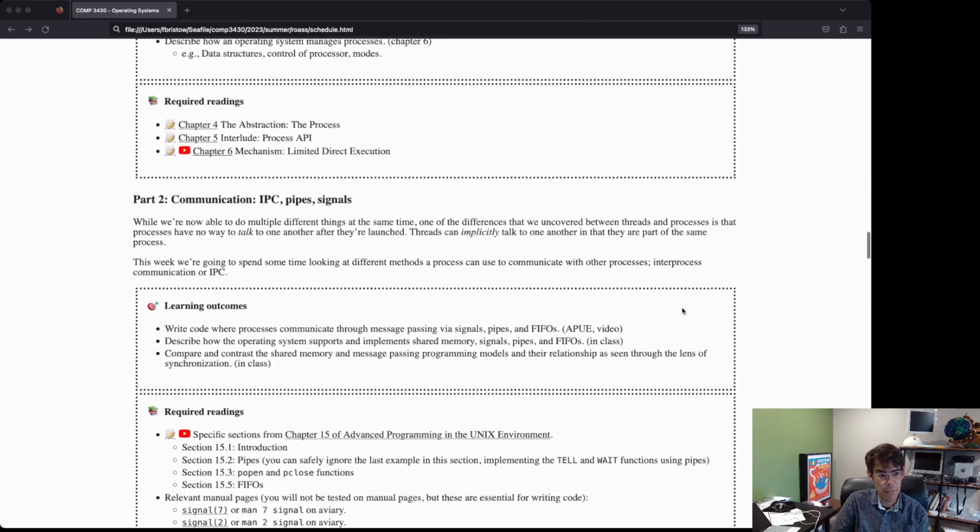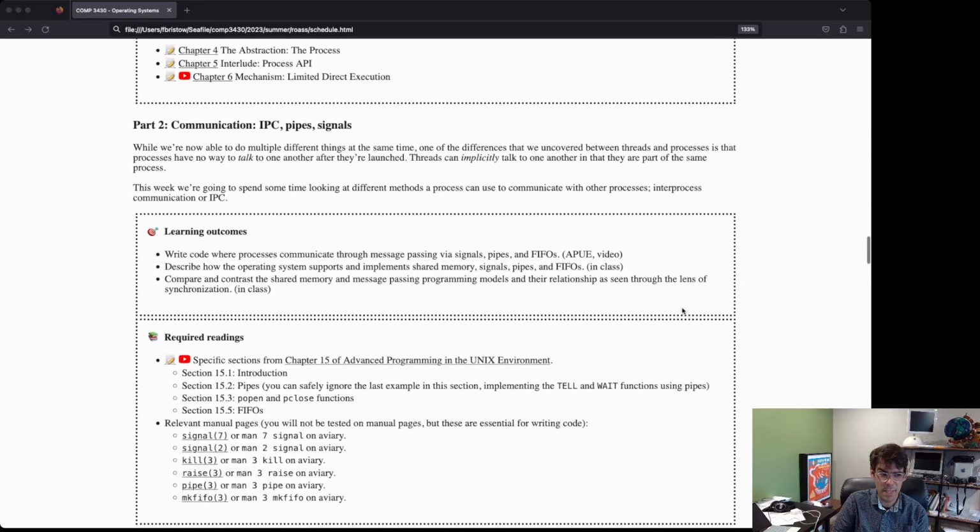For part 2 of this week, and again, we're kind of in the state where there's stuff from part 1 and part 2 all mixed together this week, and then going forward, we're going to be a little bit more structured about it. The learning outcomes here related to inter-process communication were: write code where processes communicate through message passing via signals, pipes, and FIFOs.